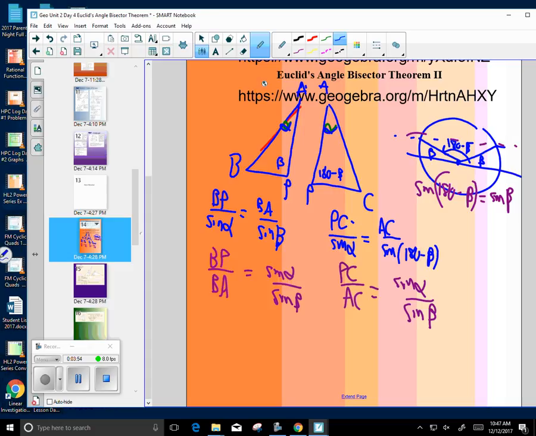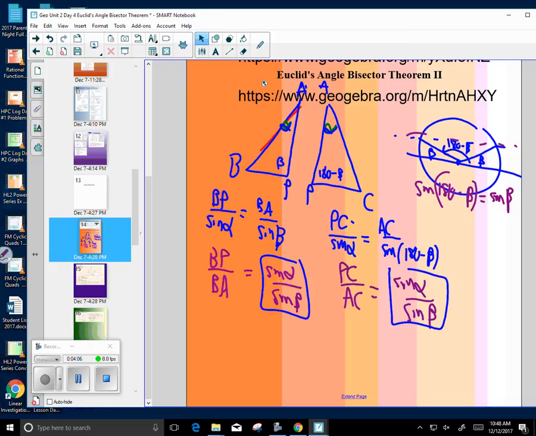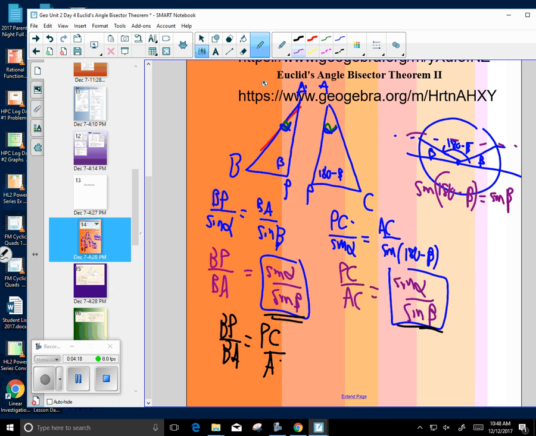Notice that I have these two sine of alpha over sine of betas. What does that tell us? Anybody? If these two are equal, BP over BA is equal to PC over AC.